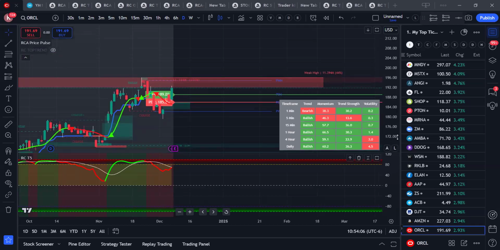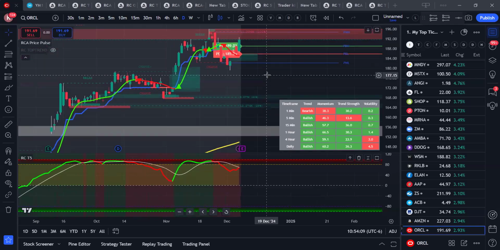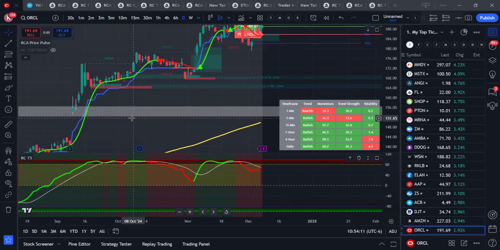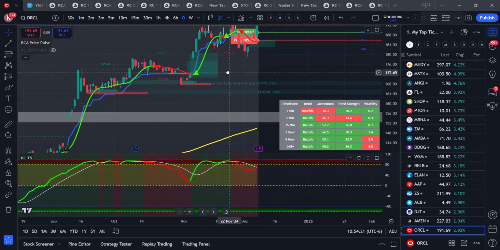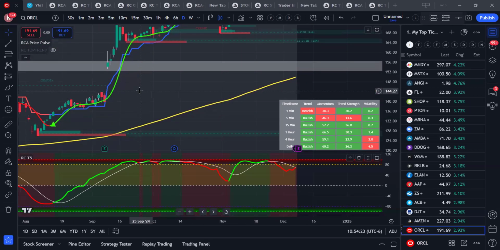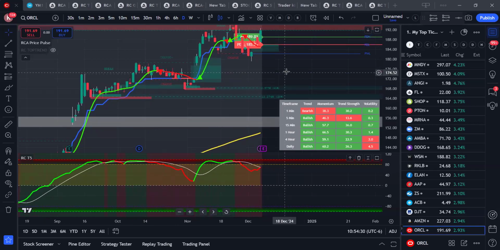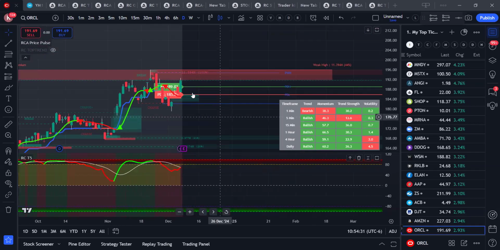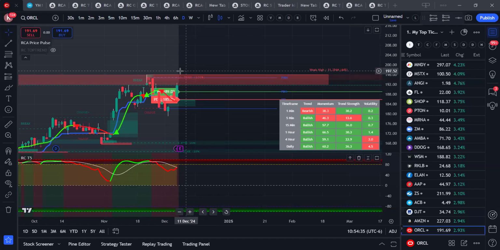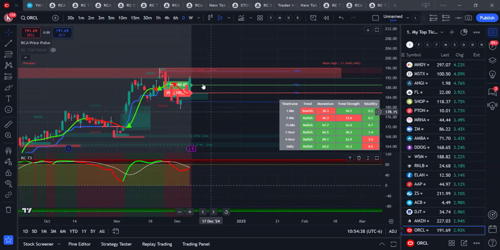So from last earnings, right, which was in September, it was somewhere around $139. Today it is at $192, right? So from discount, it came all the way from the bottom. It went to discount, it went to the equilibrium. Now it is at a premium zone, right? And so all the big companies, they want to buy at a low and sell at the high.